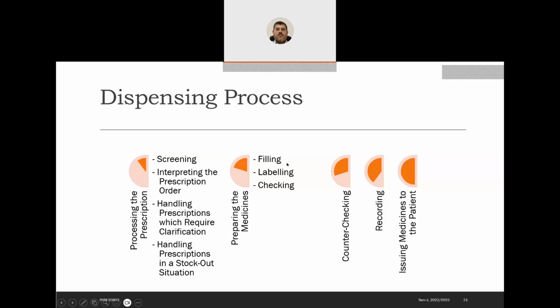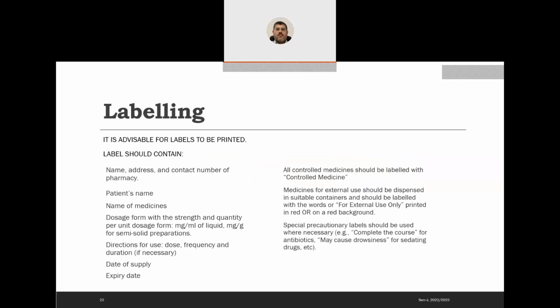Filling means that you collect the required amount of the medication. Labeling is to fix the label, showing the instructions on how to use. And you check that all this is correct, and it is better to be verified by another person in the pharmacy, counter checking or double checking. After this, if you need to record, like here in Malaysia, you need to record the prescription medicines. Then you record them, and then you issue the medicine to the patient, and you counsel the patient on the proper use of the medication. Okay.